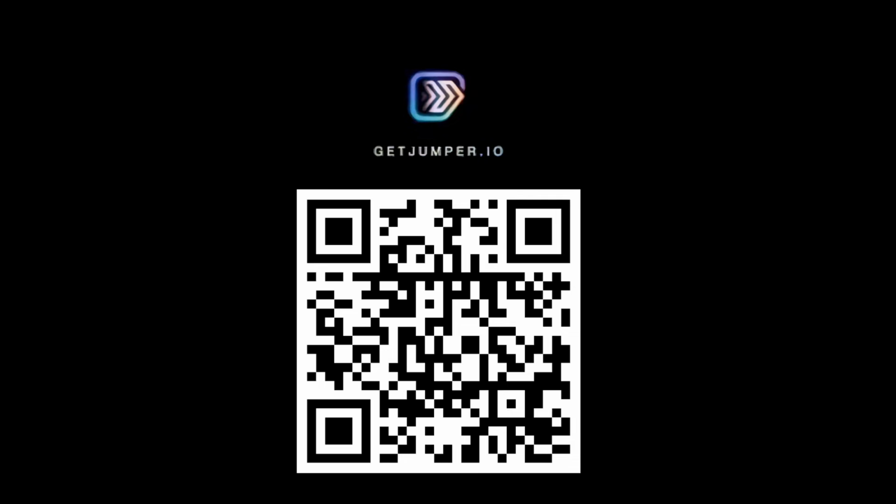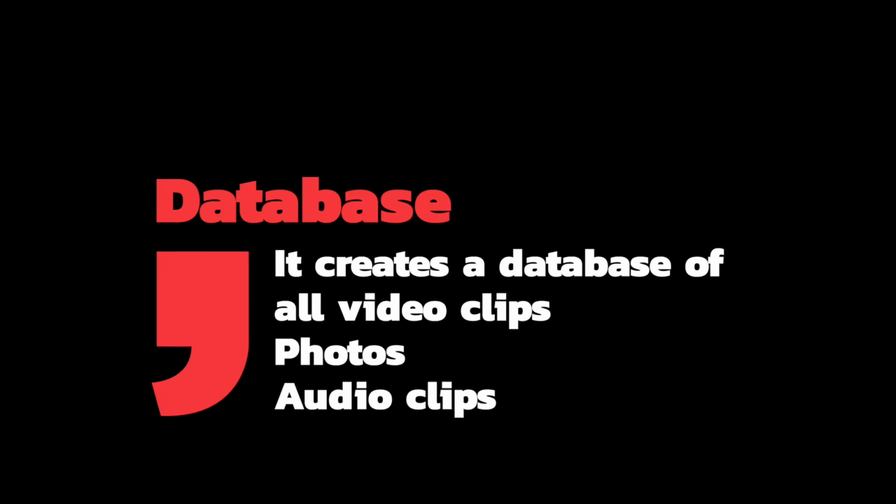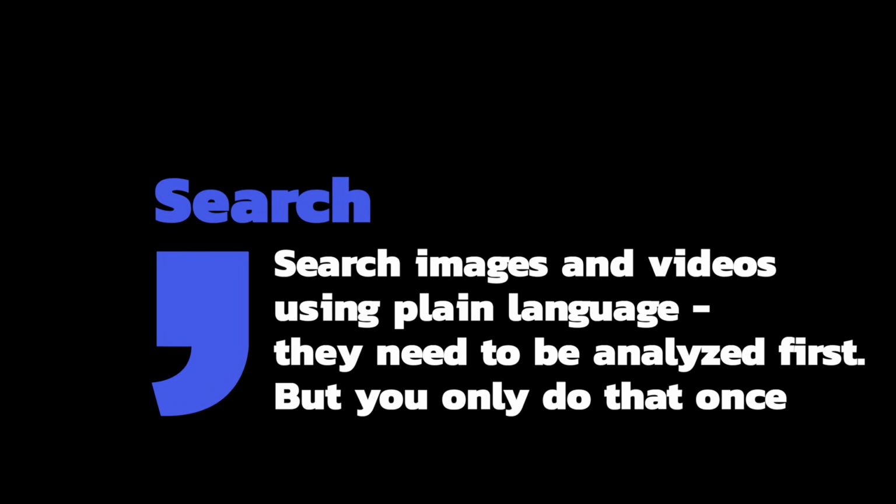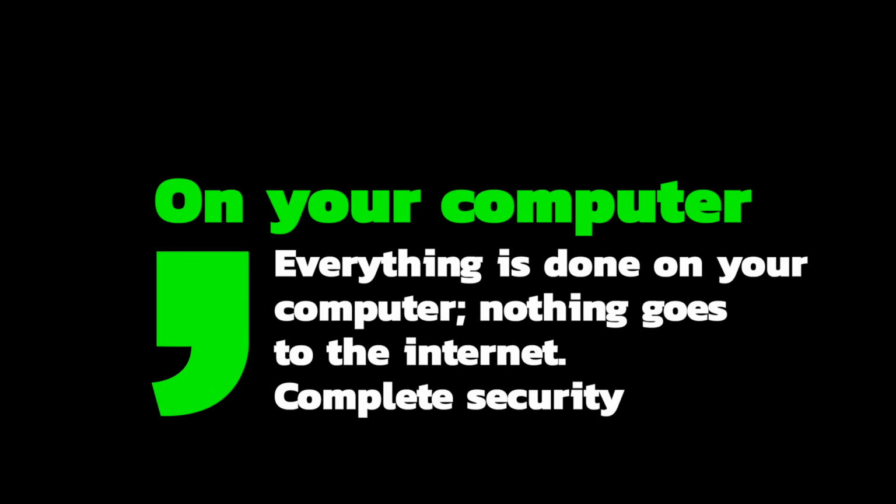So let's review what Jumper can do. It creates a database of all your computer's video clips, photos and audio clips. It lets you search for those videos using plain language. They do need to be analysed first though, but that only needs to be done once. Everything's done on your computer. Nothing goes to the internet.